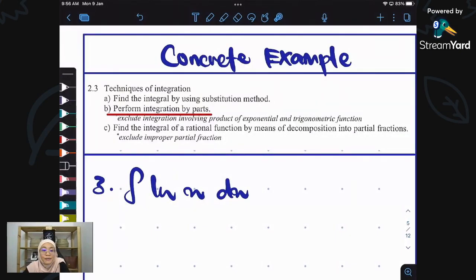Hello everyone, Assalamualaikum. In this video, we will be focusing on the second LO, which is performing integration by parts. This is the second technique of integration. Let's look at question 3: integrate ln x with respect to x. How do we do this?